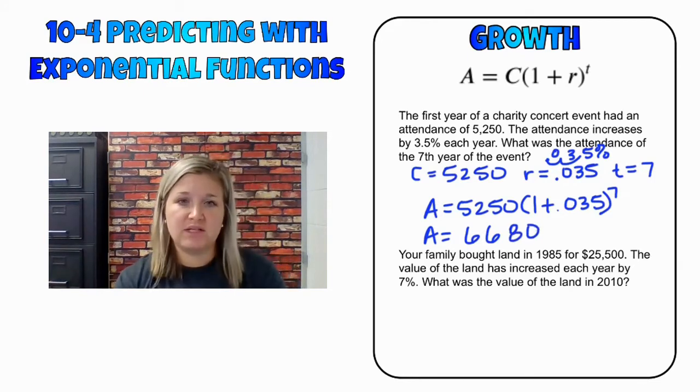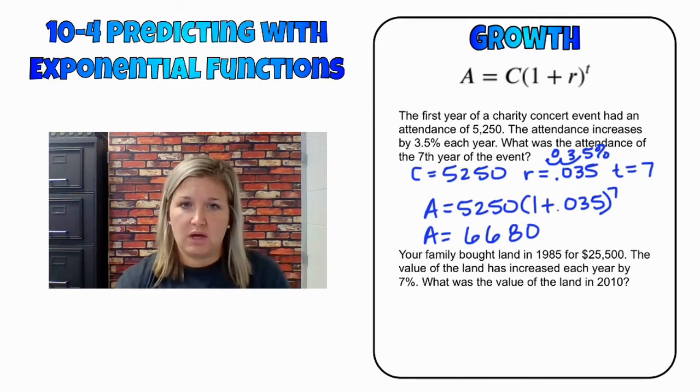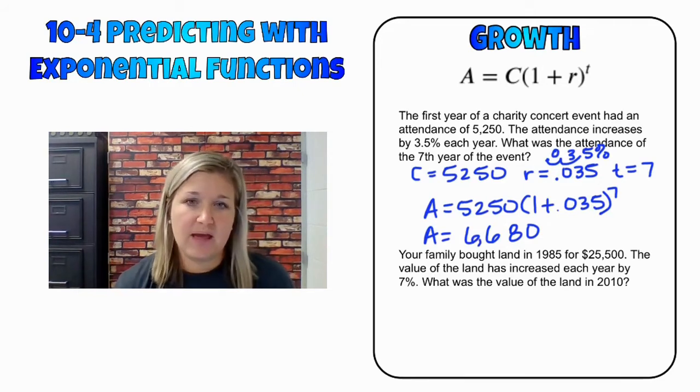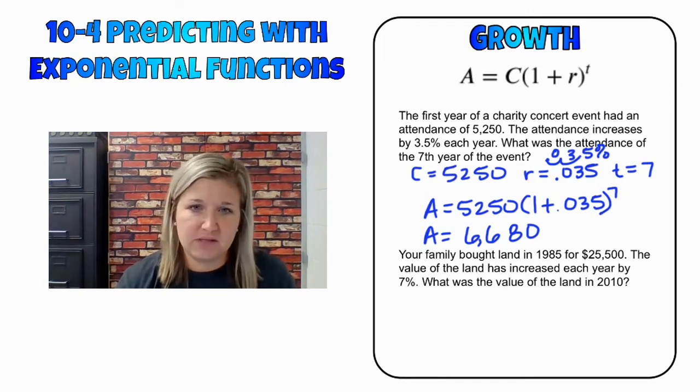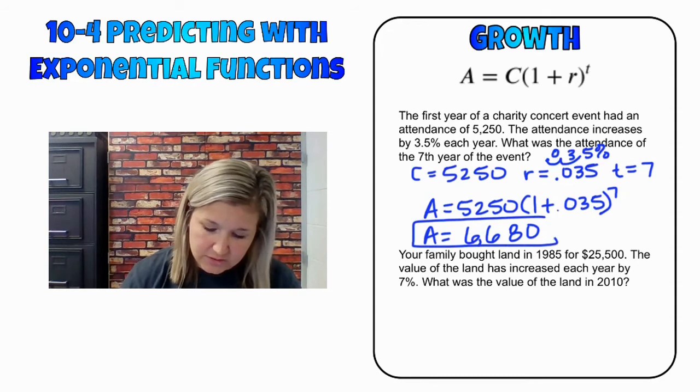So you're going to round to the nearest whole number, whether it's up or down. Since that 6 rounds the 4 up to 5, then that rounds the whole 79 up to 80 there. And so 6,680. You can add the comma or not in your skill check, it doesn't matter here. So that would be the attendance after 7 years.